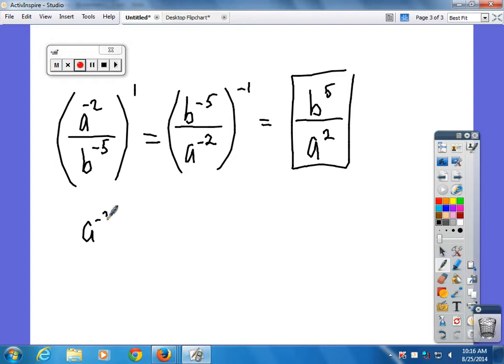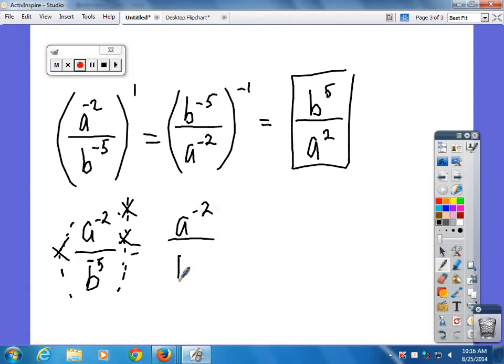Now let's do it this way: A to the negative 2 over B to the 5th. There's the 1, and there's our dotted line. We don't need those, because with the first power you don't need these. So you really have A to the negative 2 over B to the negative 5th. Now, if you only have the power of 1, use the inverse rule, and then you get B to the 5th over what?